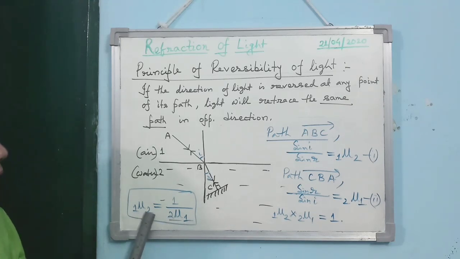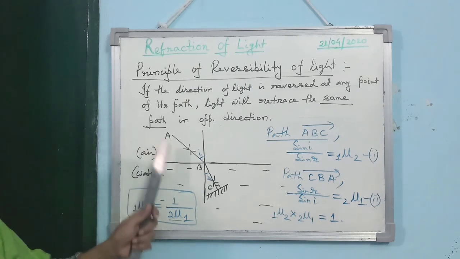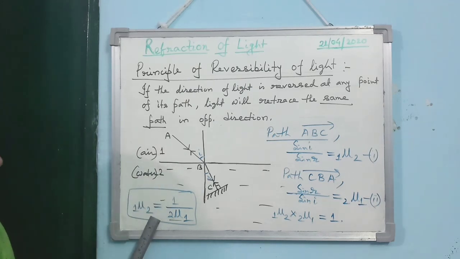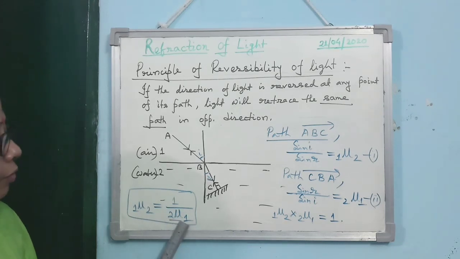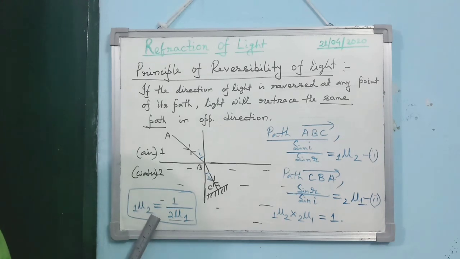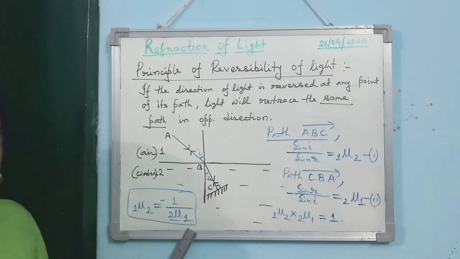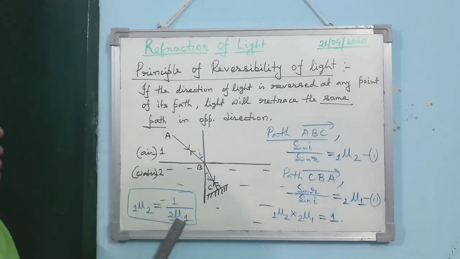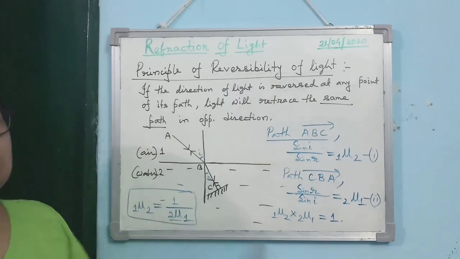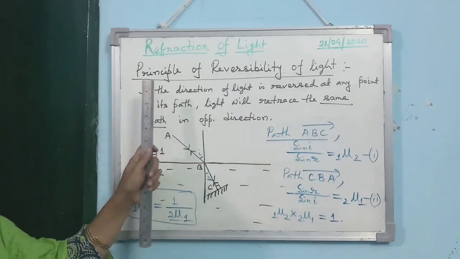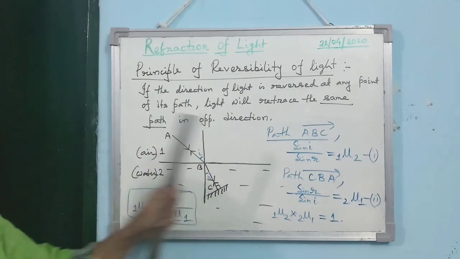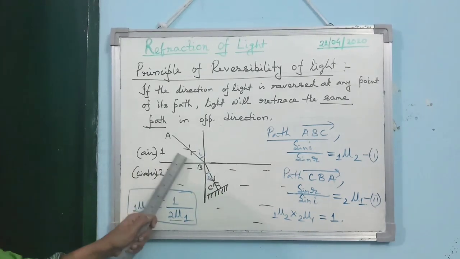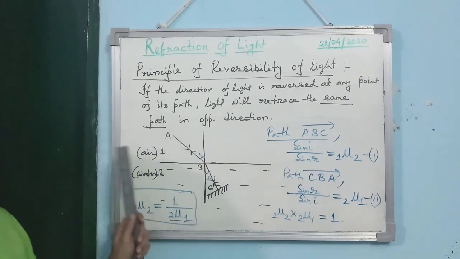Okay. So when the light ray is reversing the path, when you are writing the refractive index of the two media, then the relative refractive index of the second with respect to the first is the reciprocal of the relative refractive index of the first with respect to the second. So this is the result that we are getting applying the principle of reversibility of light. So you must learn the statement of the principle of reversibility of light. You must remember this relation. Also, you must remember this diagram and its application.